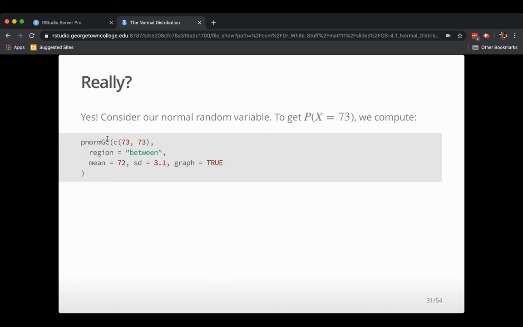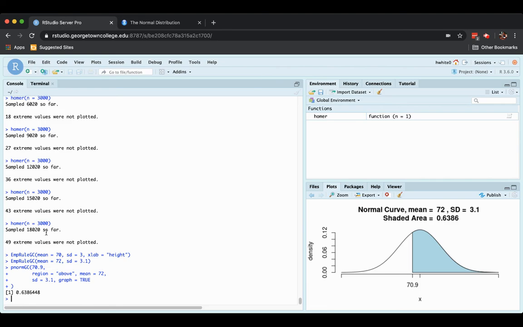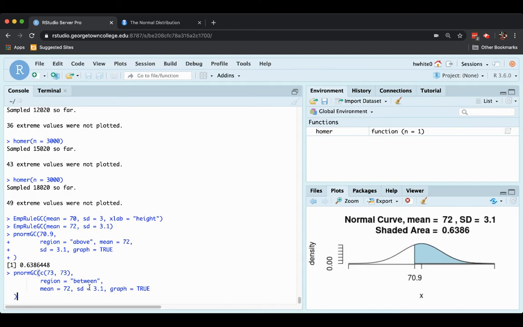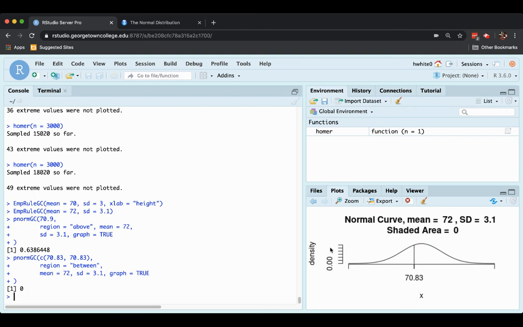Now, let's think about this. I'm going to just grab this code, head over to the RStudio server. I'll make it a little bigger for you to see. And let's ask for the probability for a person to be, how about 70.83 inches tall exactly? And so I'm putting both those numbers to be 70.83. Well, that's 0 as well, because again, it's just a little straight line that has area 0.